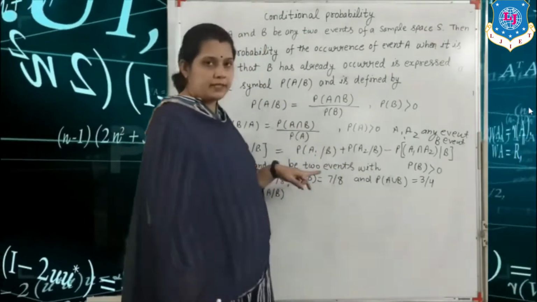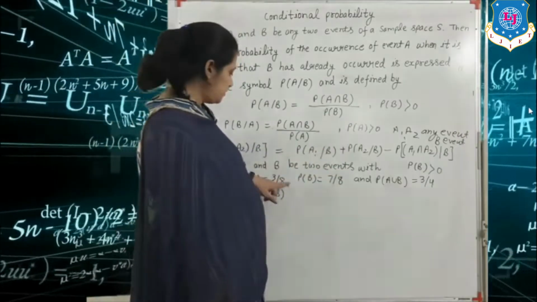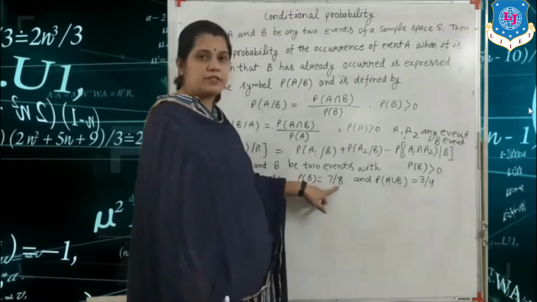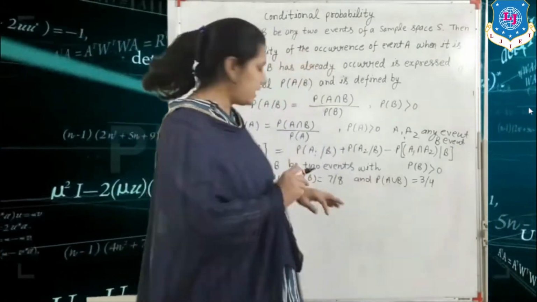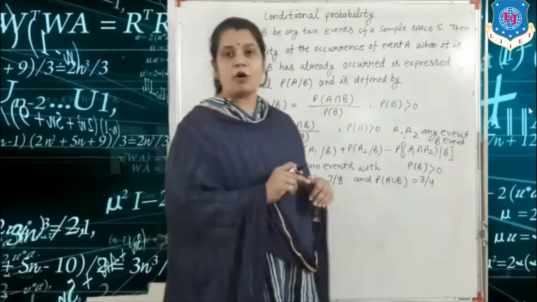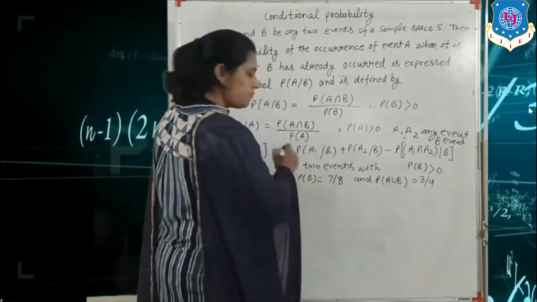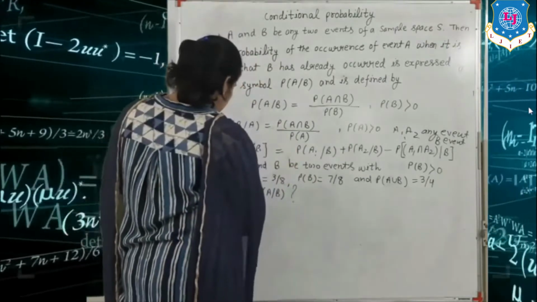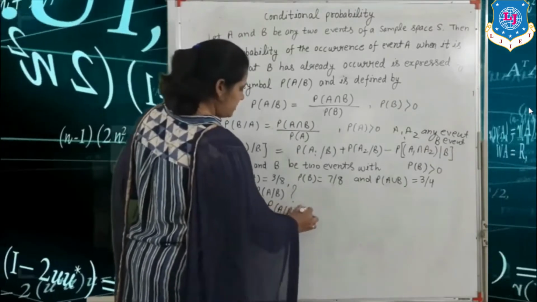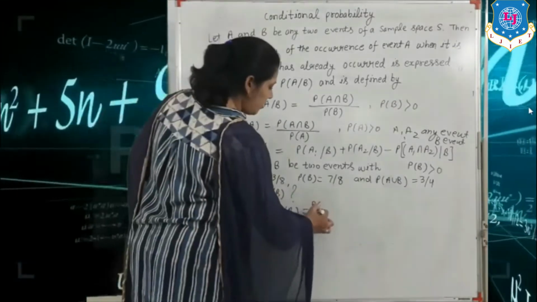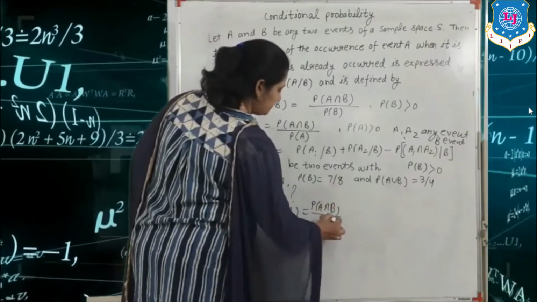Let A and B be two events with probability of A equal to 3 by 8, probability of B equal to 7 by 8, and we are given that probability of A union B is equal to 3 by 4. We find the value of probability of A given B. So first we write the formula of probability of A given B. That means probability of A intersection B divided by the probability of B.